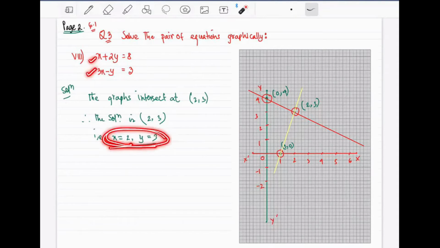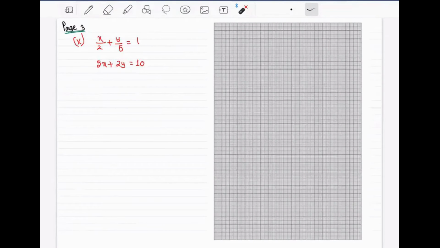So this is the solution of both the equations. Okay, where is the solution? We obtain the solution from the point where the two graphs intersect. Get it? Okay. Now let's move on to another pair of equations. What is this now? We have got x by 2 plus y by 5 is equal to 1. The other one is 5x plus 2y is equal to 10. Okay, let's proceed to the solution.